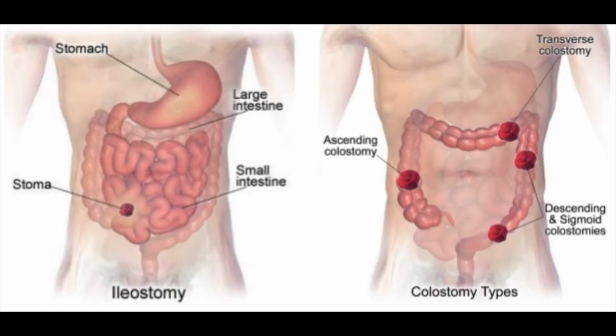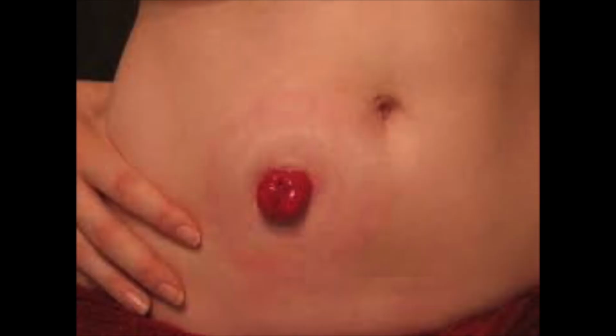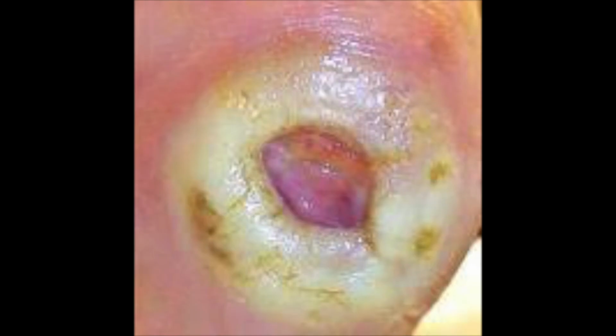An ileostomy is a surgical opening into the ileum to drain stool. A colostomy is a surgical opening in the large intestine to drain stool. Stomas should appear pink and moist. Signs of ischemia are pale pink or bluish purple color and dry appearance.